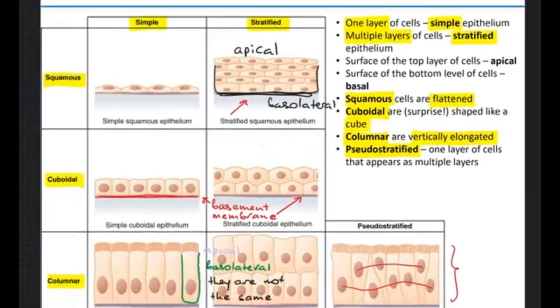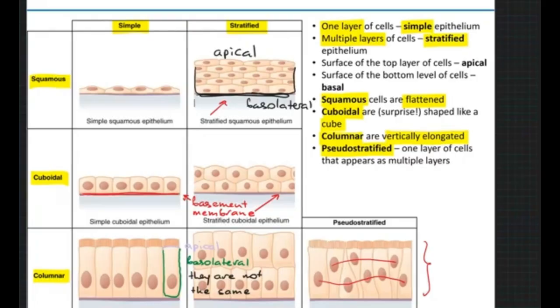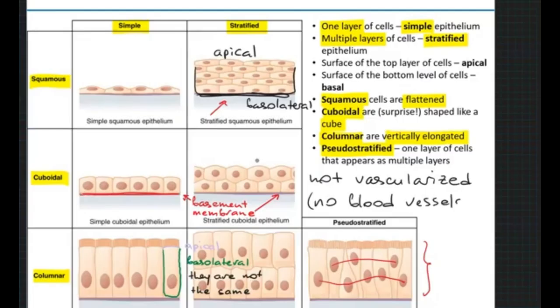And a really important statement, that's the feature that distinguishes epithelium from any other tissue. It is not vascularized, meaning that it doesn't have blood vessels. You may ask, well, how does it receive oxygen and nutrients? By diffusion from the blood vessels that are nearby.